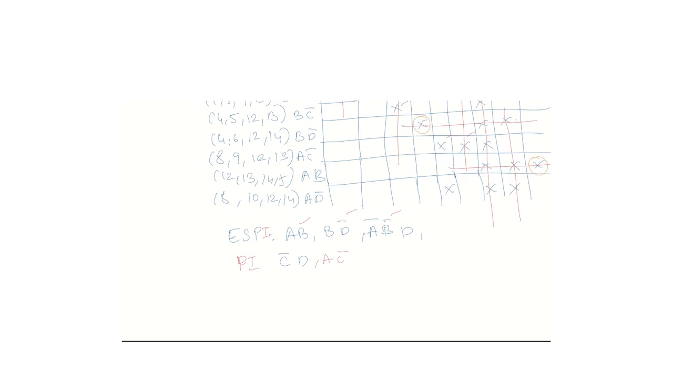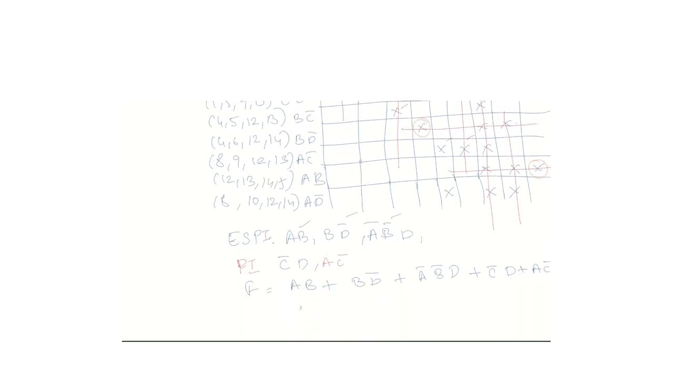Okay, so my answer would be F is equal to AB plus BD bar plus A bar B bar D plus C bar D plus AC bar.